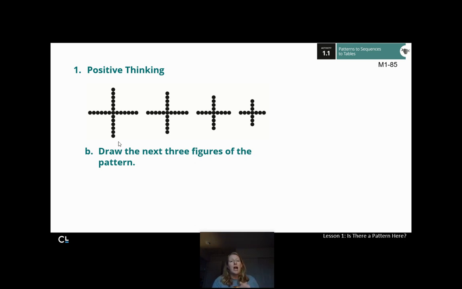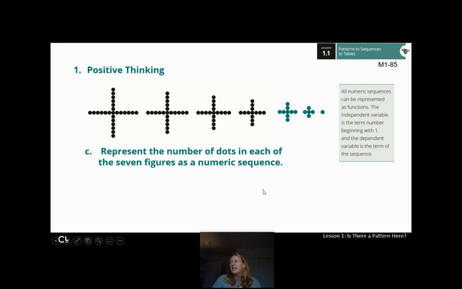So with this in mind, I went ahead and drew the next 2 figures, or pardon me, it doesn't say 2, it says 3. I went ahead and drew the next 3 figures of the pattern. Since this had 3 dots off of each side, I took 1 off of each end, and that meant it only went out 2. And then I took 1 off of each end, so it only went out 1. And then I took 1 off of each end, and I just had the middle dot. There was nothing left by the time I was done with it. Yay! Part C says to represent the number of dots in each of the 7 figures as a numeric sequence.